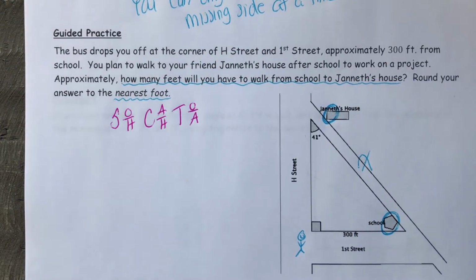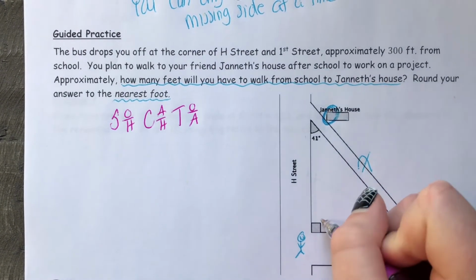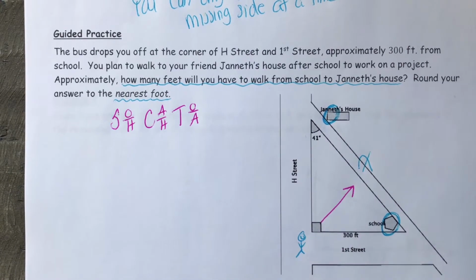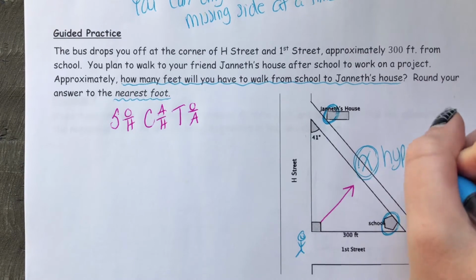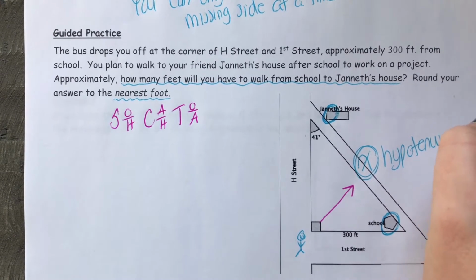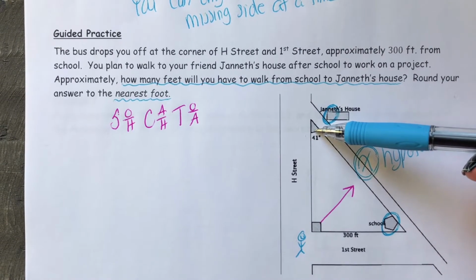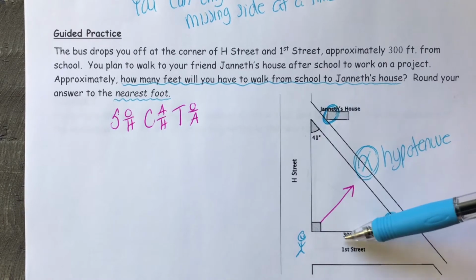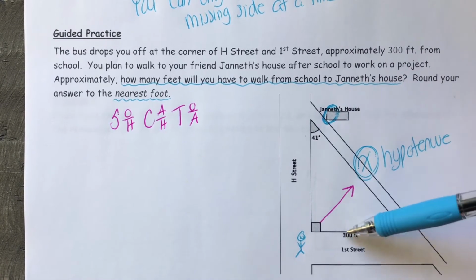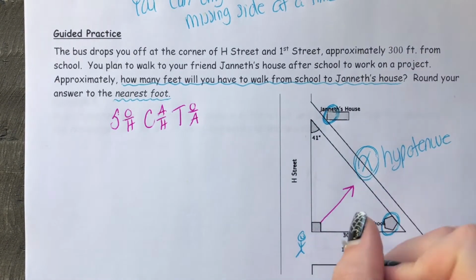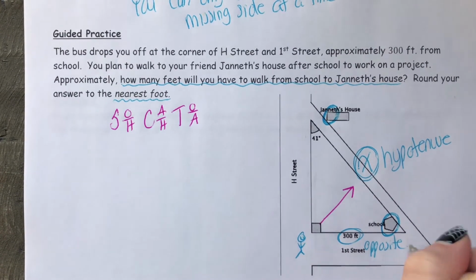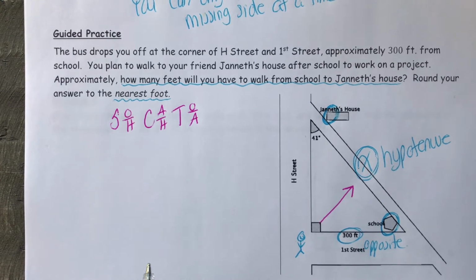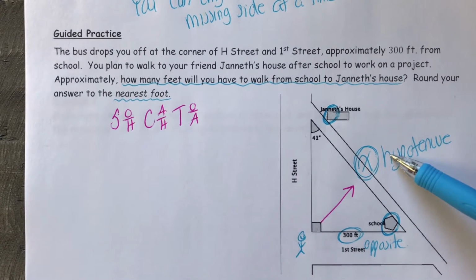All right, so here we go on the side. I know that right across from my right angle is my hypotenuse, so I'm looking for x. That means x is my hypotenuse. And again, 41 is the angle they gave me. I can see that 300 is right across from 41. That means it's right opposite 41. All right, so when I look at my SOHCAHTOA here, I need the opposite and the hypotenuse.